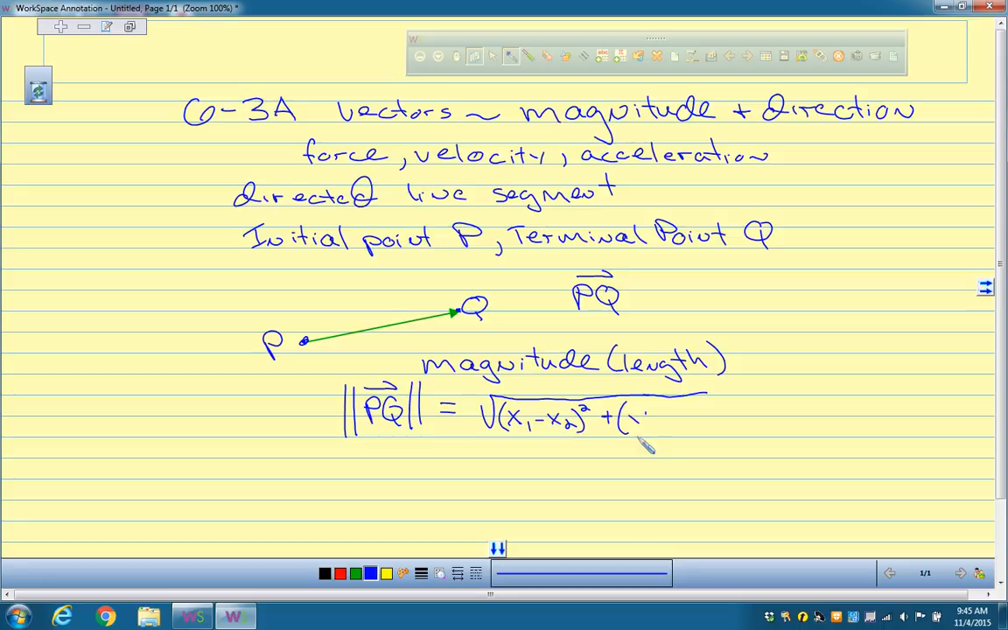And then y1 minus y2 squared. Okay, yes? No, maybe? We'll do some examples in a minute. So that's just the distance formula, and that's the magnitude of a vector. That's how you find it. Usually you represent vectors with bold letters. So sometimes instead of calling this PQ, they'll call it vector v, with bold, lowercase letters.